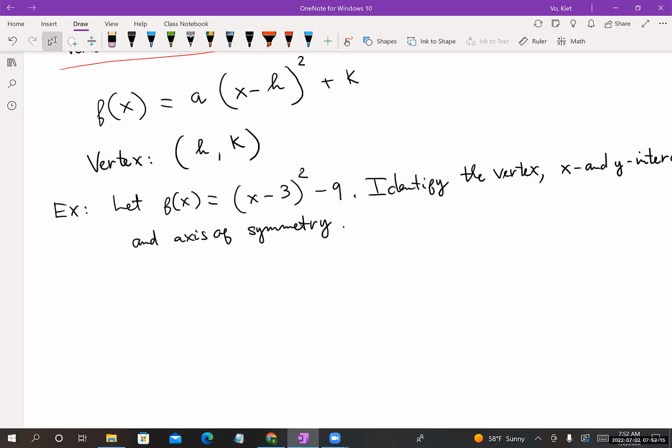So to identify the vertex, you identify what h is. So h here in this case is equal to 3. Okay, but what's the k? The k is negative 9 because you see the plus k. So in this case, this k is equal to negative 9. So the vertex is 3 comma negative 9.